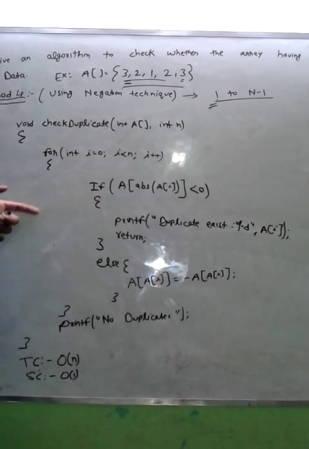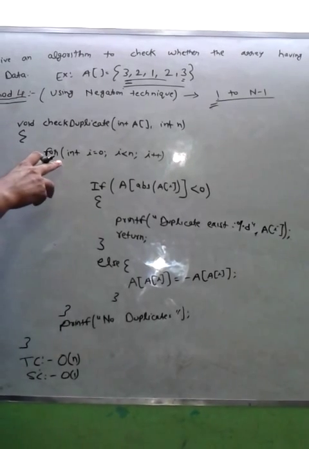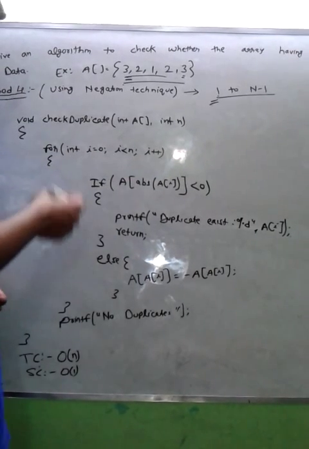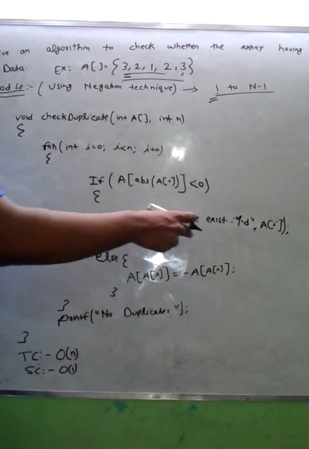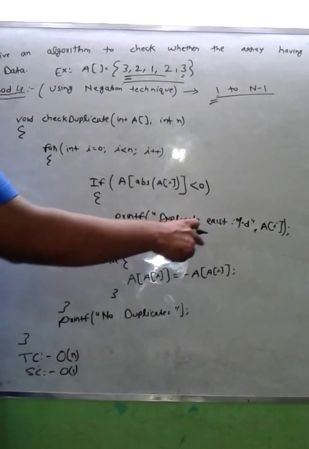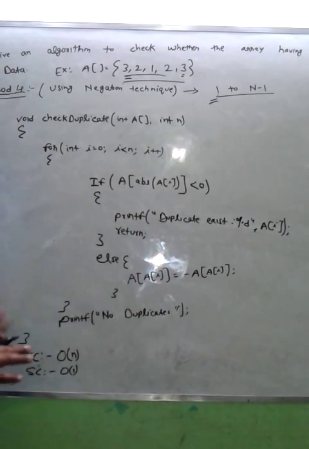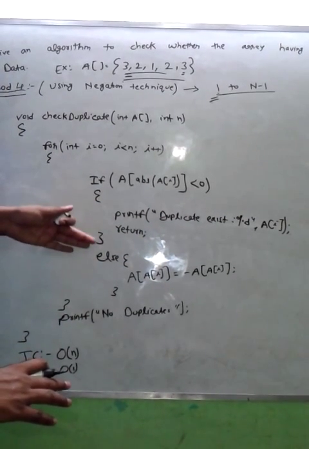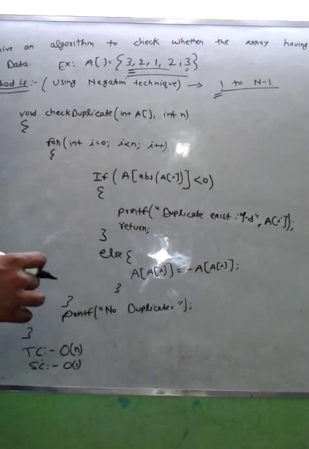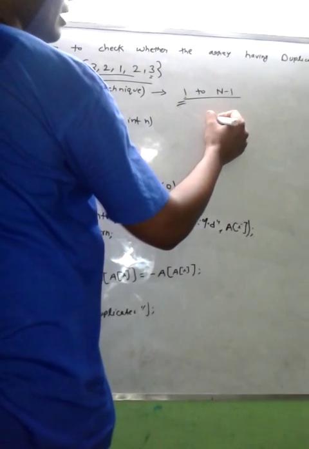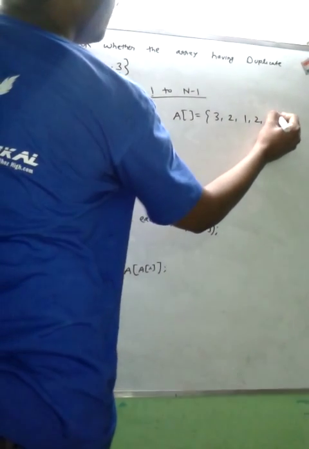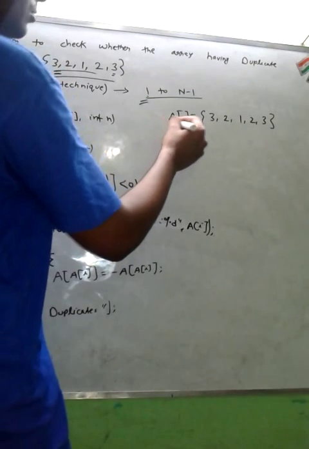This is the code for the negation technique. We are iterating and we are checking whether at that position the array is already having a negative value. If at that position the array is having a negative value, that means a duplicate exists. If the array is not having a negative value, we will negate that value. Okay, let's see how this code works. This is the array 3 2 1 2 3.